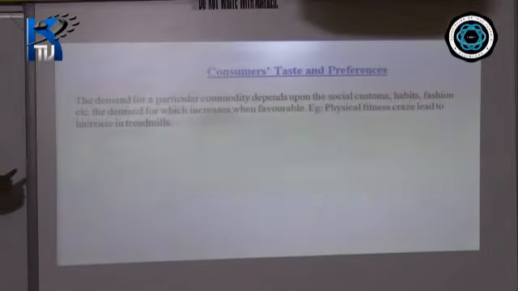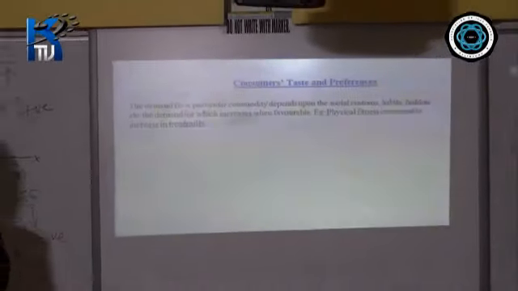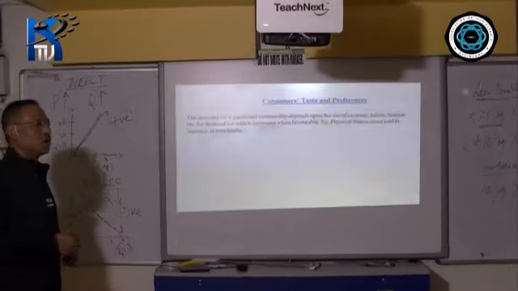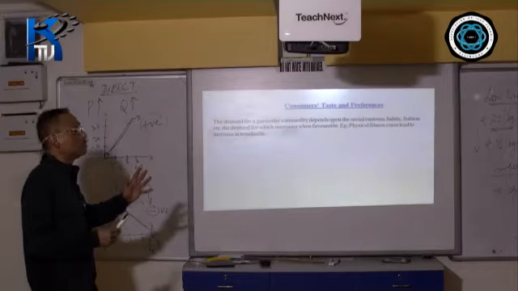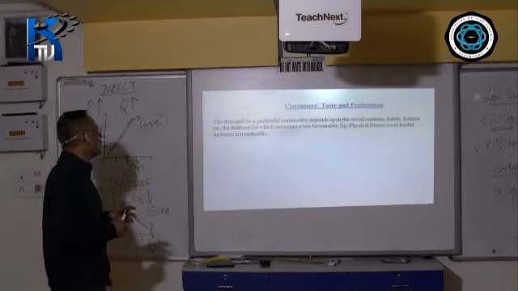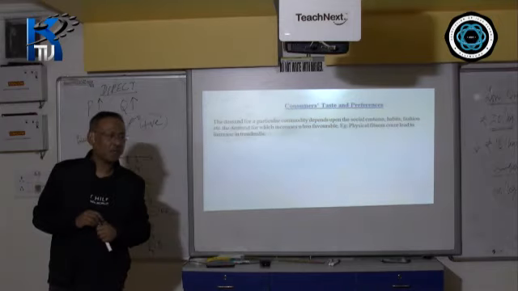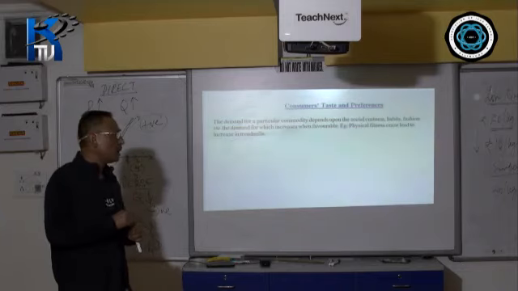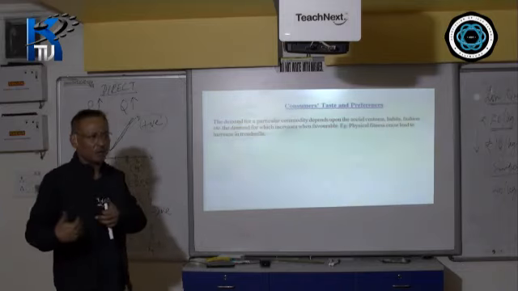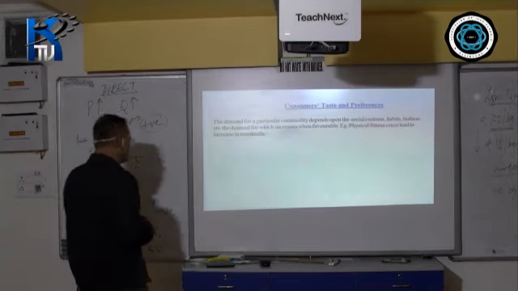A typical example is physical fitness craze led to increase in treadmills. You see today the trend, everyone wants to go to gym, buy dumbbells, join a gym club. So the physical fitness craze has become a fashion, a trend. So now today treadmills and all sell. There are a lot of other things like, for example, anything that is out of fashion does not sell. There is no demand. But things which are the in thing that has come today, it's modern, then the demand for these things increases.